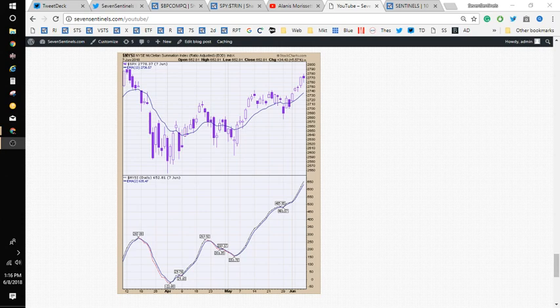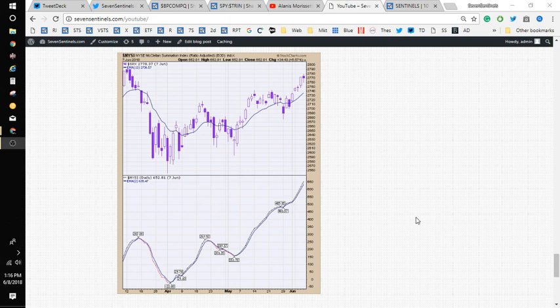Today we're going to be talking about Sentinel number 3. Sentinel number 3 is actually pretty simple. It is simply the McClellan Summation Index. If you want to know more about how the summation index is constructed, what it is, what it means, and so on, just Google it and you can read all about it.